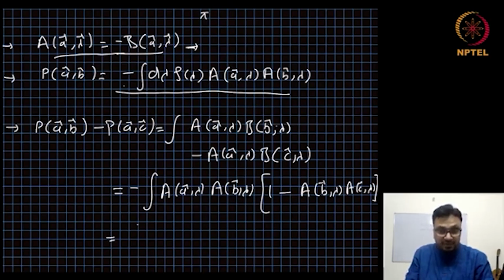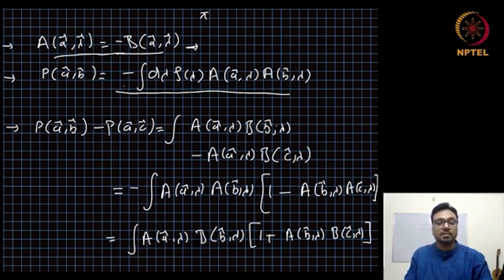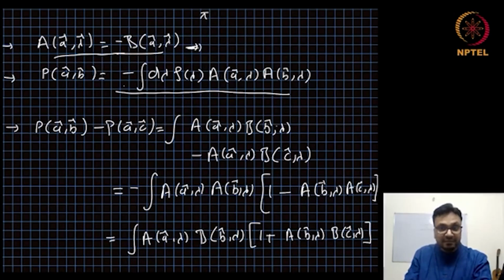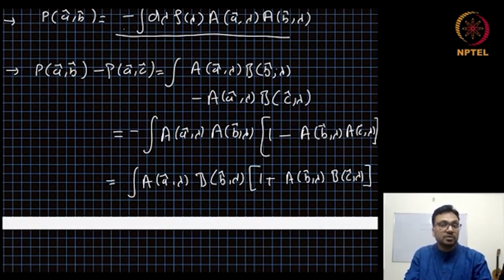Now we can replace it again, A of A lambda, B of B lambda. We have absorbed this minus sign inside. We have 1 minus, this minus sign can be absorbed, and we get A of B lambda and B of C lambda. So by using some method, some identity, and that identity is precisely this, we can write the difference of the two expectation values P of AB minus P of AC as A of A lambda, B of B lambda times 1 plus A of B lambda, B of C lambda.